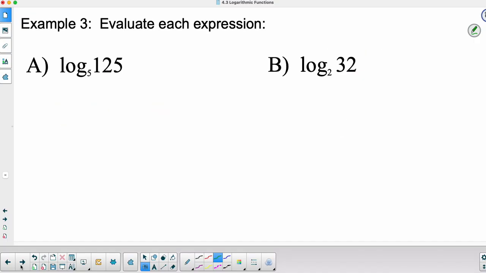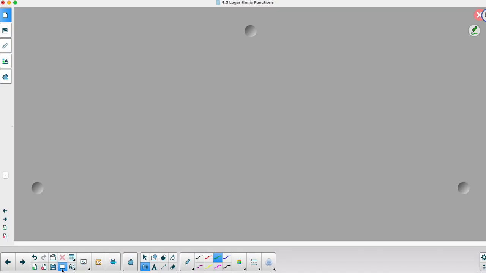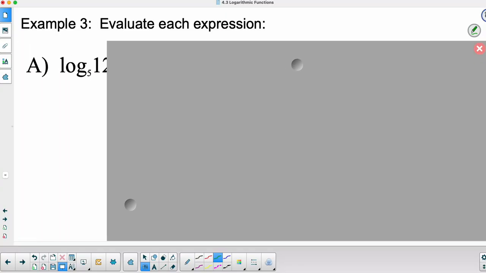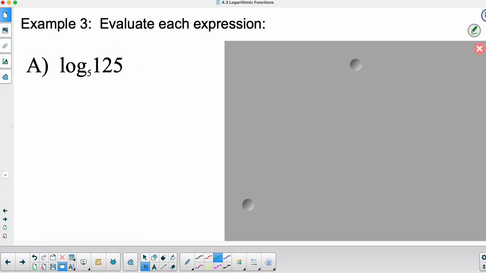Now, here's the other part of today. This is kind of the same thing. They're going to say, tell me the value of this log. And I'll be honest with you, there's a button on most of your calculators now that does this for you. But when we take our test, you're not going to have a calculator for this. So you're going to need to know how to do this without a calculator, even though there is a button, and I'll show you that button tomorrow.